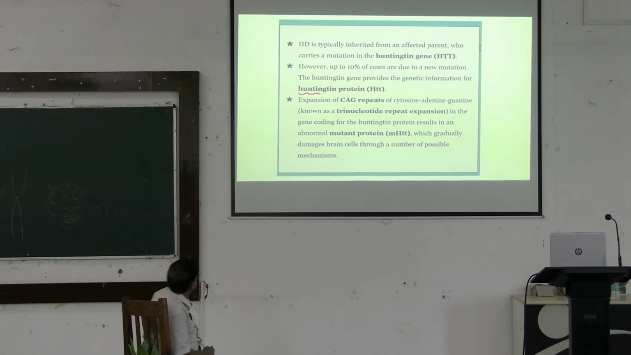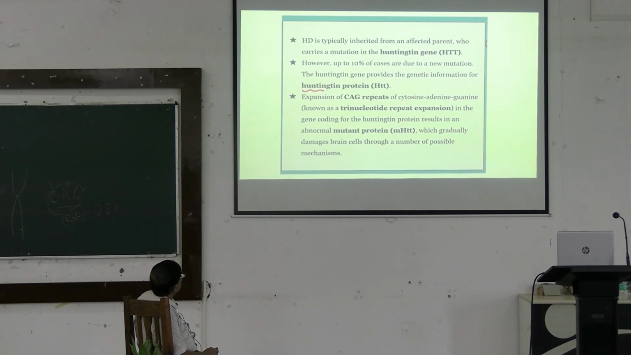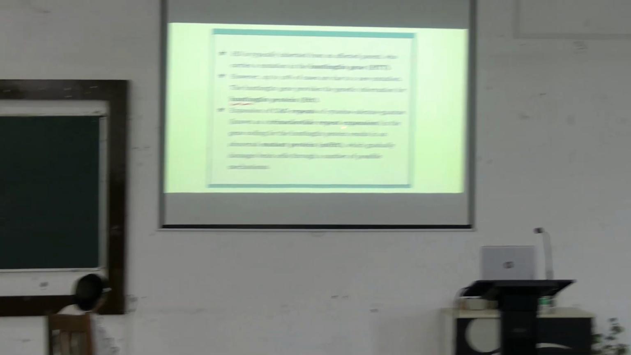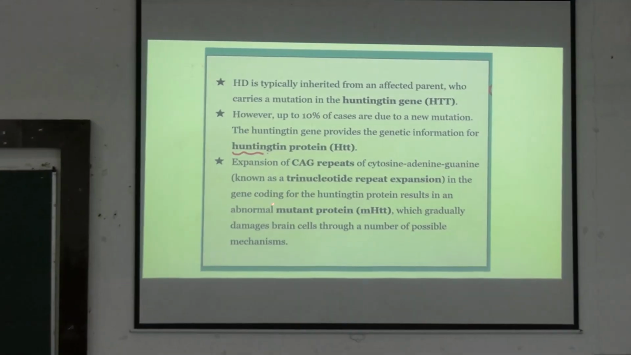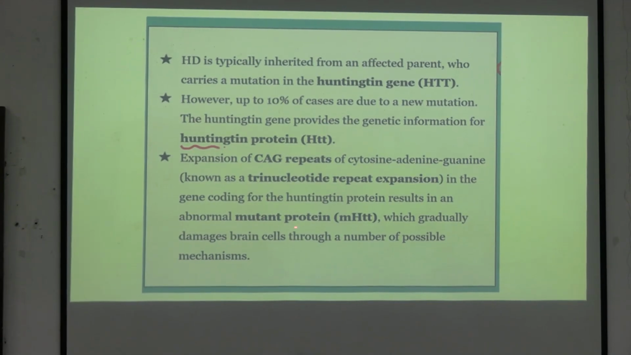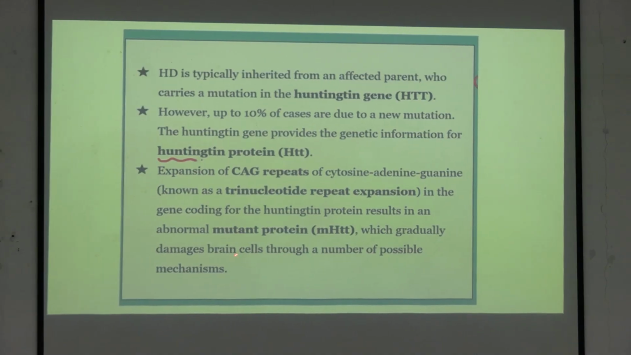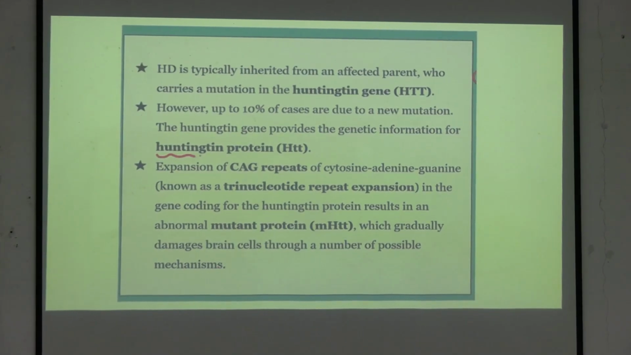Whatever it is, now you can understand this expansion of CAG repeats, called trinucleotide repeat expansion, in the gene coding the Huntington's protein, resulting in an abnormal mutant protein, which will gradually damage the brain cells through a number of possible mechanisms.